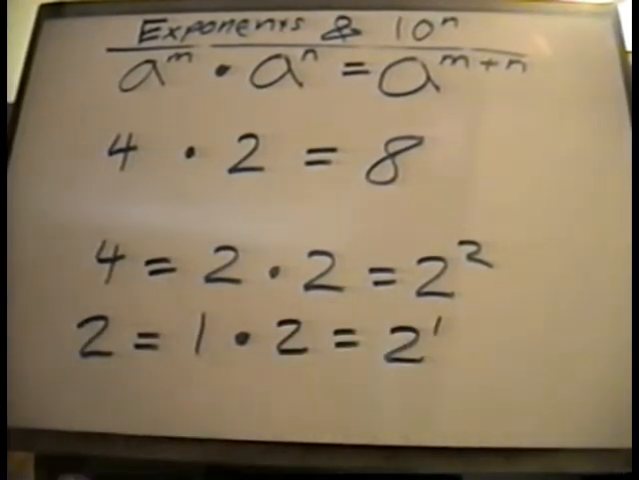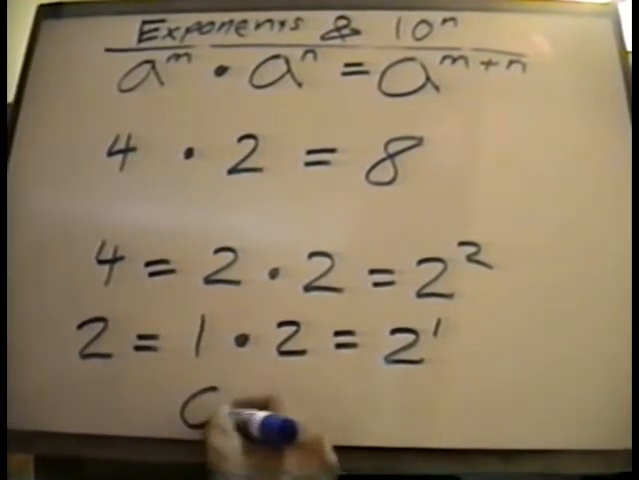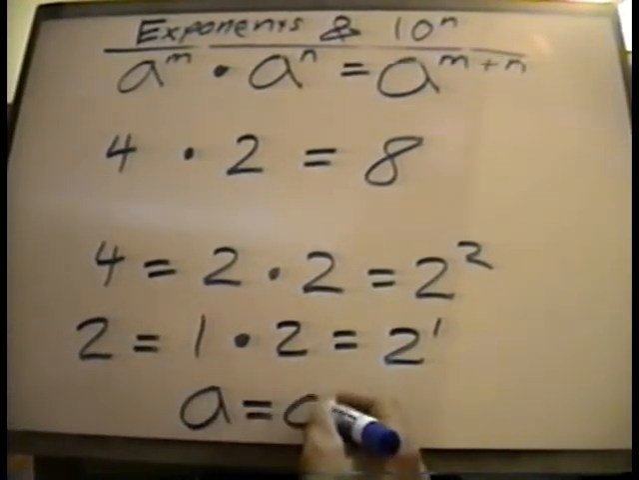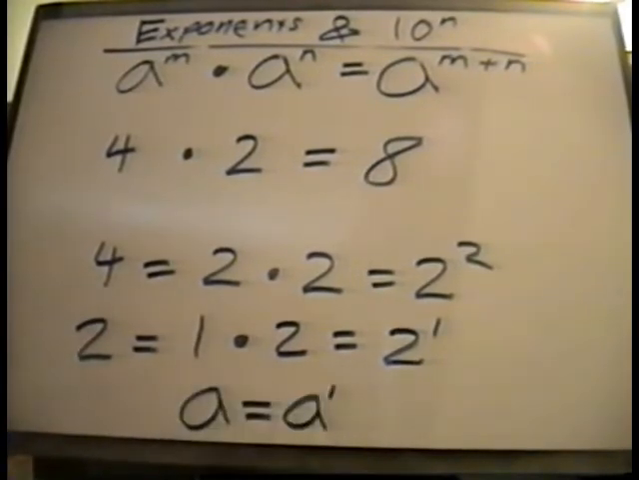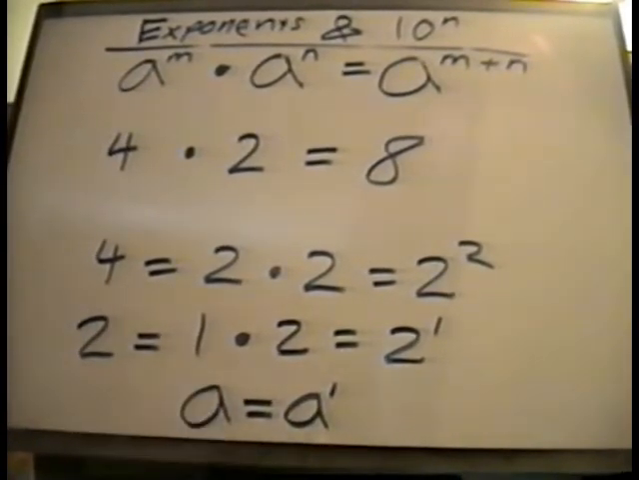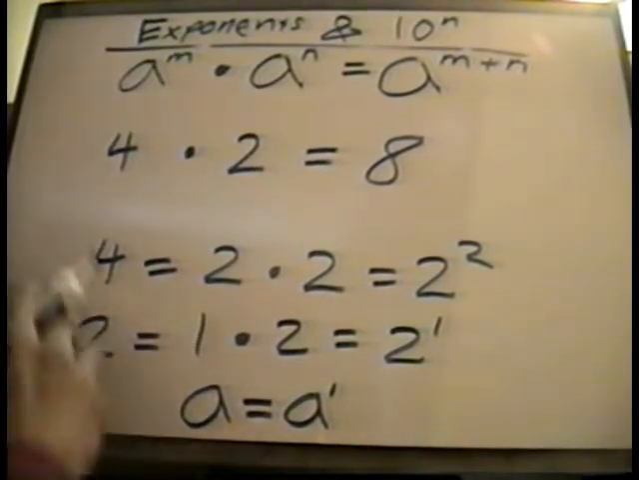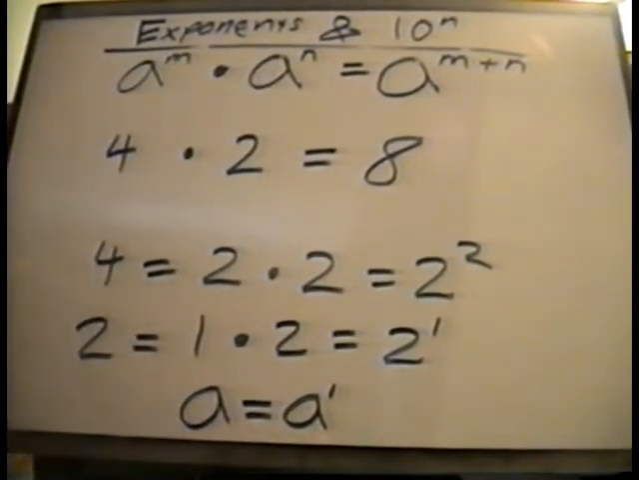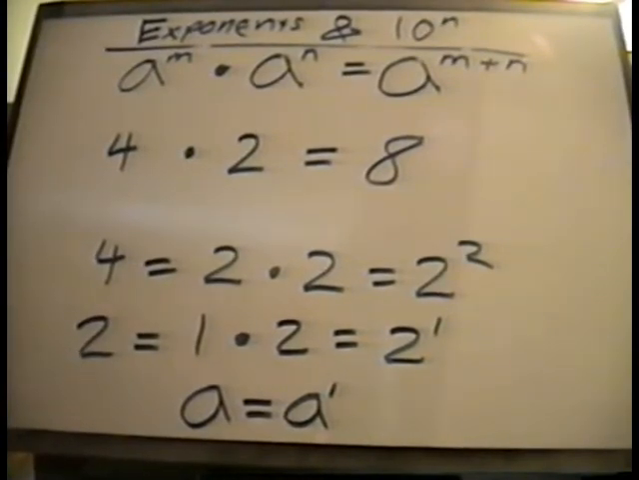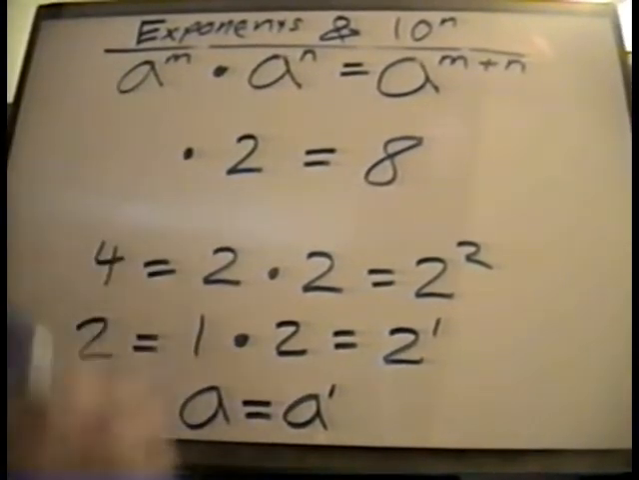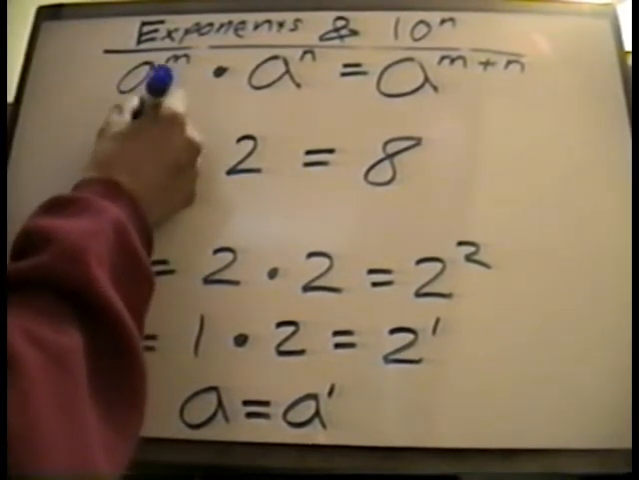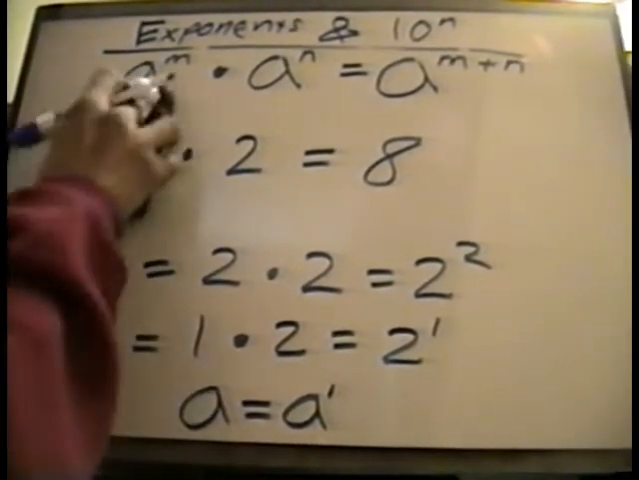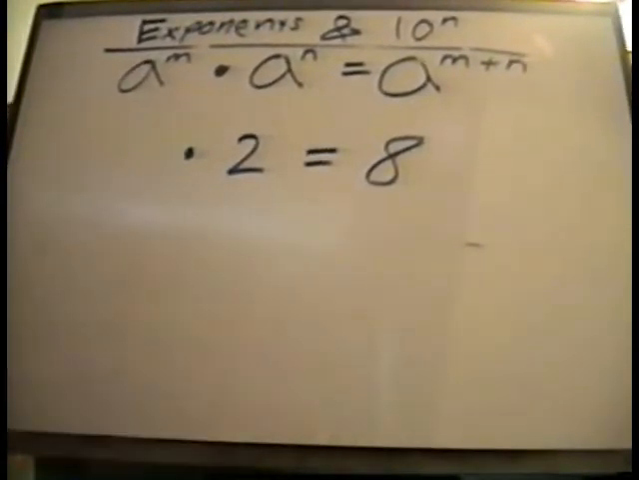Remember, any number a equals a to the power of 1, or a to the power of 1 equals that same number. Basically what we're saying is taking the number to the power of 1 does not change that number. So now here, if we substitute our values in for 4 and 2, we get 2 squared times 2 to the power of 1.